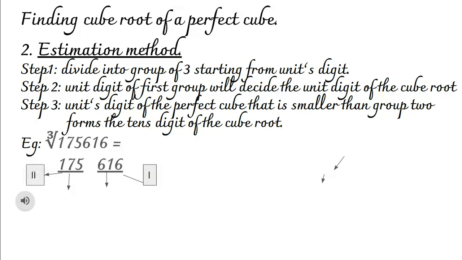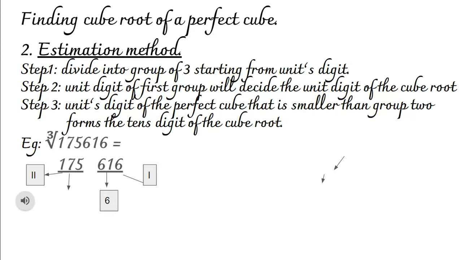Okay. So for that, in step 2, we focus only on the first group number, that is 616. Now focus on the unit digit of group 1, that is 6, isn't it? For any number whose unit digit is 6, the last digit of its cube also ends with 6. 6 cube is equal to 216. So we know that any number ending with 6, its cube also ends with 6. So we got the unit digit of the cube root will be 6.